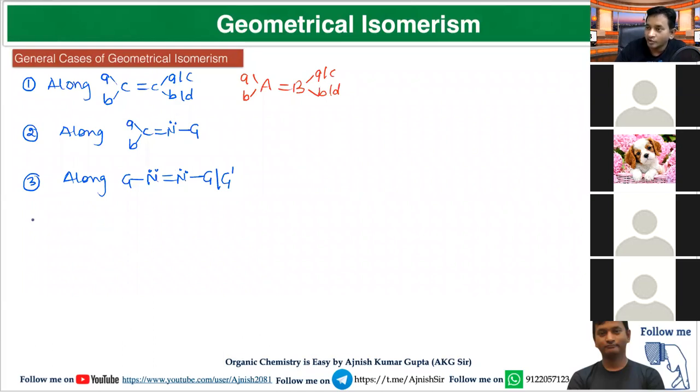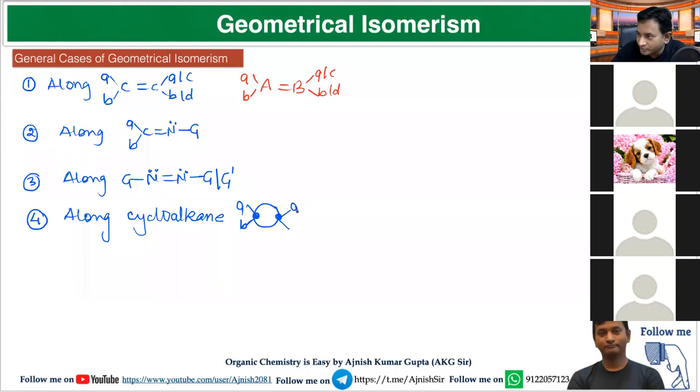Now, you have said that cyclic systems also have restricted rotation. So the fourth one is along cycloalkane. In a cycloalkane, it may be possible both groups are nearer, or both groups are apart from each other. But it is important that it must have at least 2 carbons which have different substituents. It may be A, B, or C, D. Again, A and B across the ring: A has a different substituent, B has a different substituent. Is it clear?